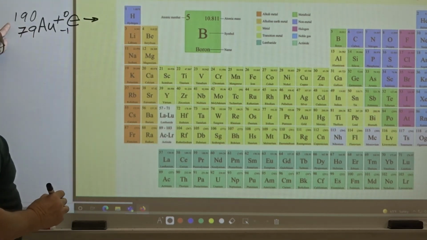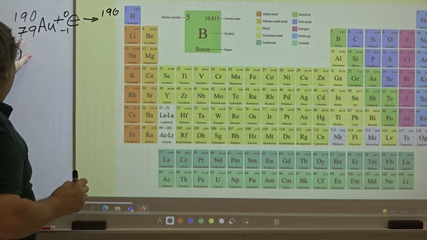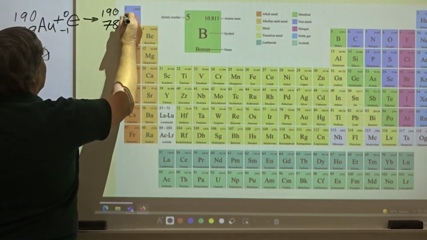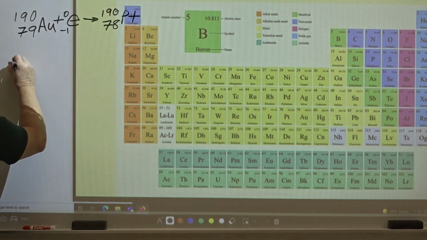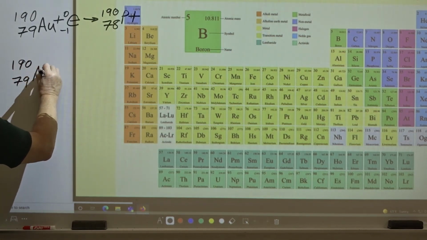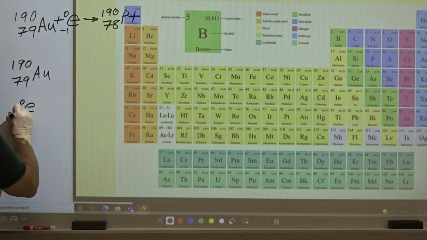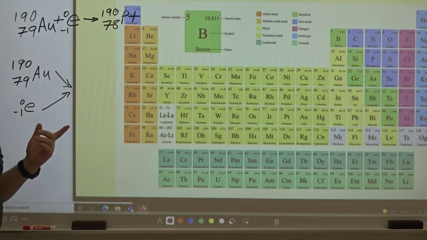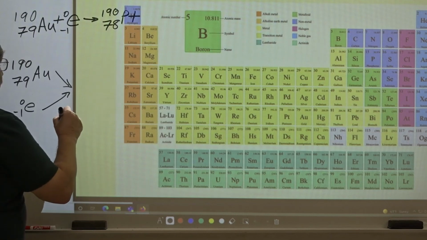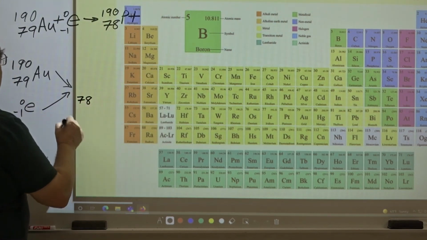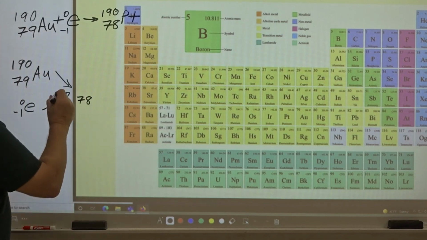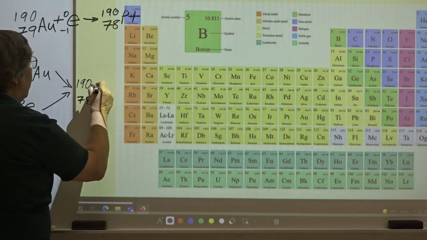If we take this strictly mathematical, 190 plus 0 is 190. 79 plus -1 is 78. And we would turn gold into platinum, which is still a valuable metal. Or we could do it like this, 190, 79, Au, and we could say we're going to take an electron and draw it together into the nucleus. And we can turn a proton into a neutron, so the number of protons will drop by 1 down to 78. The atomic mass number, the number of protons plus neutrons, because we're just changing a proton into a neutron, stays the same. And again, that's going to give us platinum.